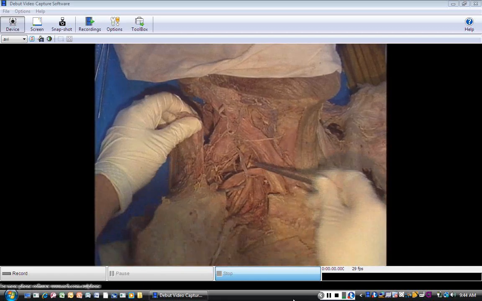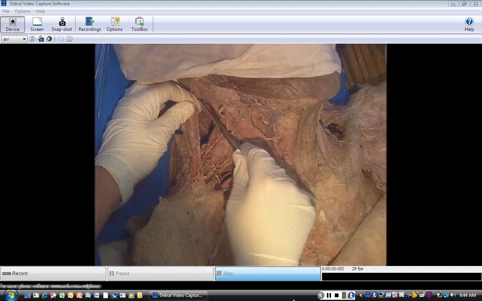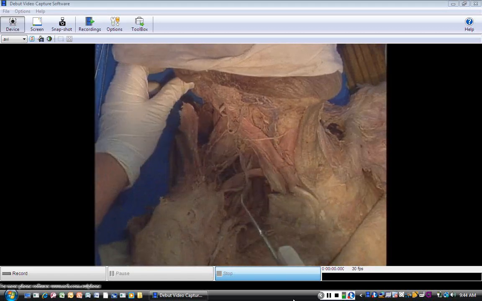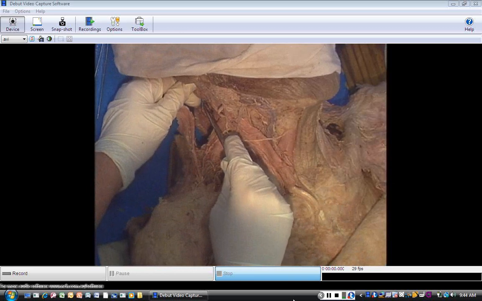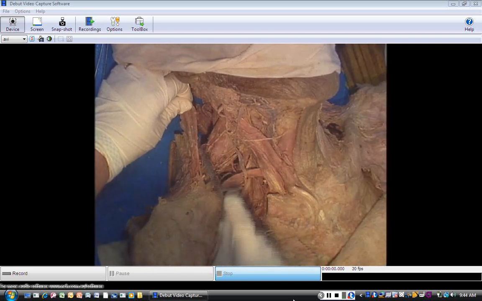Superior to the omohyoid is the occipital triangle, which is the larger of the two subdivisions, and it's named the occipital triangle because in the apex of the triangle, where the sternocleidomastoid and the trapezius meet, is the occipital artery.